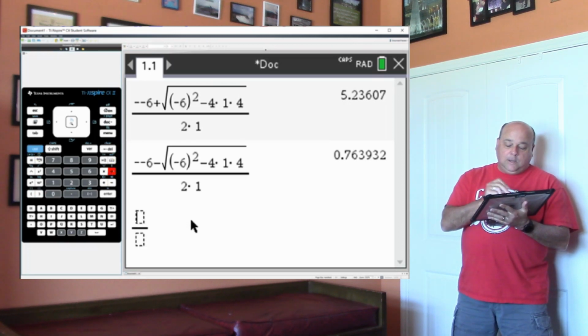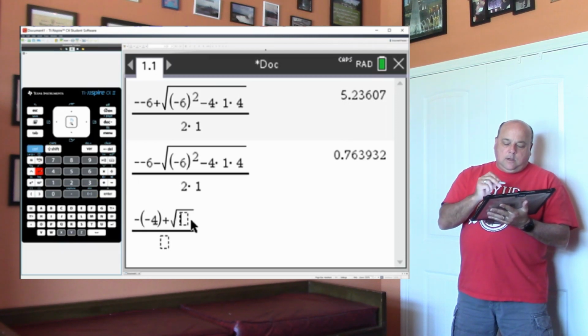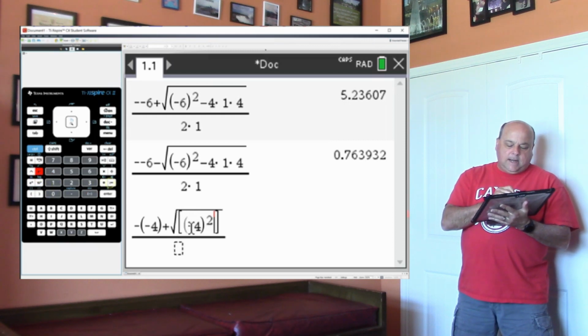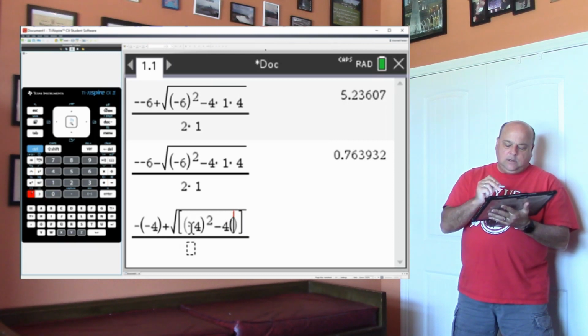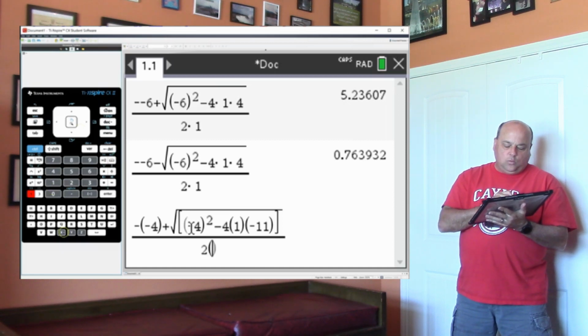Control divide, parentheses, or negative, parentheses, negative, negative parentheses, negative 4, close parentheses, plus Control X squared, parentheses, negative 4, close parentheses squared, minus 4, parentheses, A is 1, close parentheses, C is negative 11, and then hit the down button, and then 2, not 1, 2 parentheses 1.